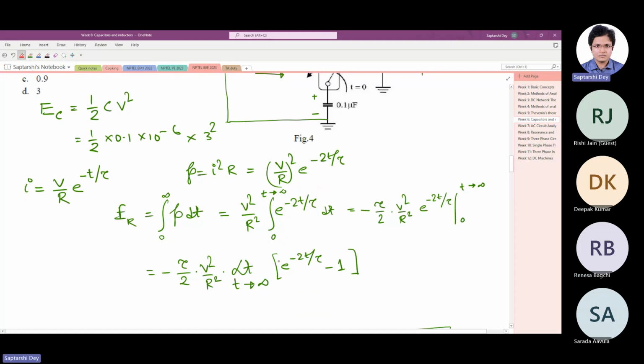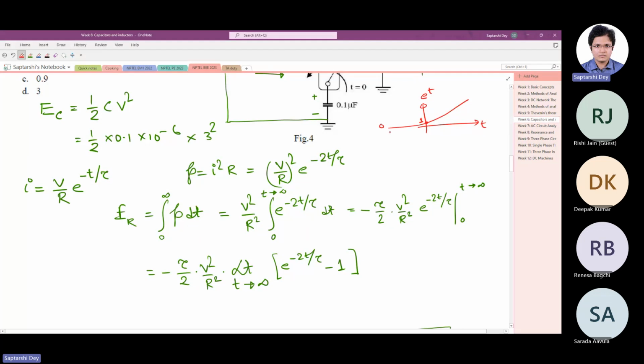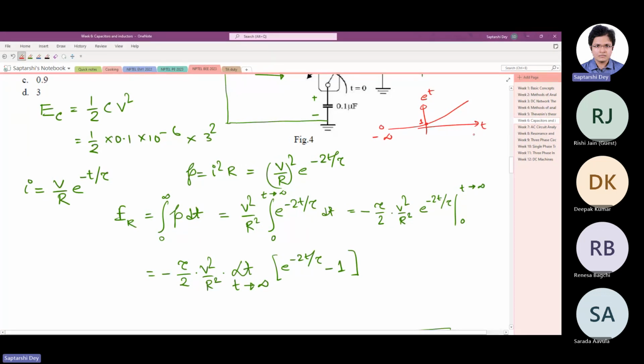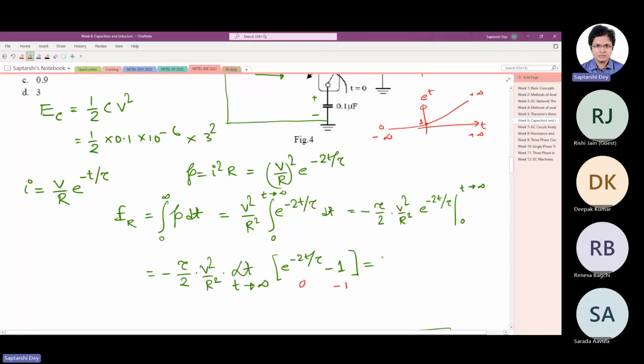Now, at t tends to infinity, e to the power minus infinity is 0, right? If you draw e to the power t versus t, the curve looks like this. At 0, it passes through 1. At minus infinity, it is 0. At plus infinity, it is infinity. So e to the power minus infinity is 0. So this one is 0. This is minus 1 we have. So this minus 1 neutralizes this minus. What we have is tau by 2 times V squared by R squared.